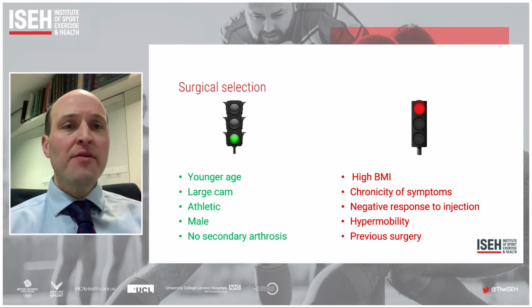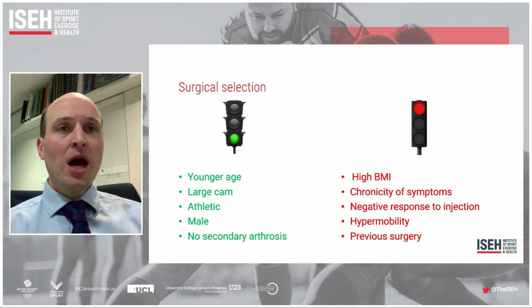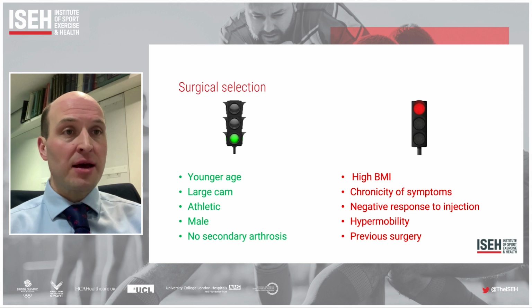Considering hip arthroscopy, these are some of the factors which I will think about when trying to decide whether surgery is the right thing for a patient. A younger age, having a large bony morphology such as a CAM, which is treatable and improvable, is very important to getting a good outcome. Athletic males often do very well with this type of surgery, and the absence of secondary arthrosis on MRI and certainly on radiographs is a very important green flag, as I would consider it.